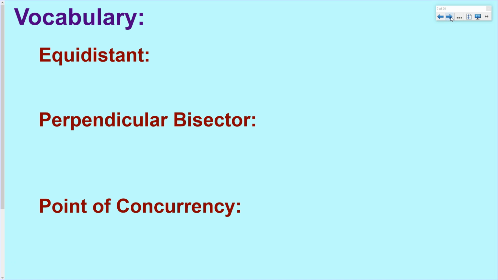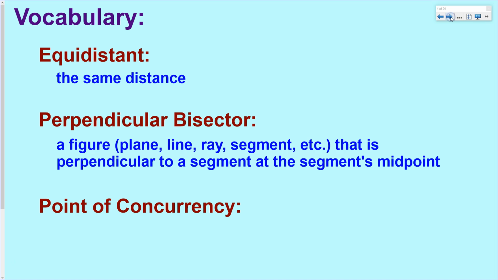To start off, I'm going to start with a little bit of vocab. You need to know what these three words mean. Equidistant we've already talked about in terms of regular shapes, meaning the same distance. Perpendicular bisector, technically we haven't defined yet, but it's a bisector that's perpendicular to whatever it's bisecting. So there's your official definition: a figure, a plane, line, ray, or segment that is perpendicular to a segment, so you can only chop a segment in half, at the segment's midpoint.